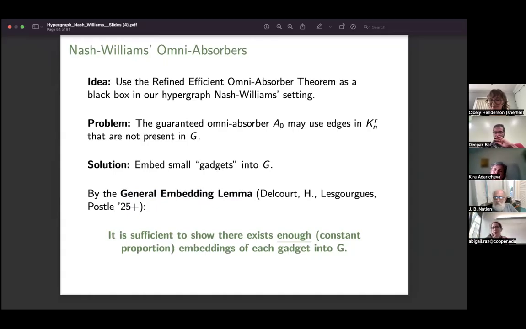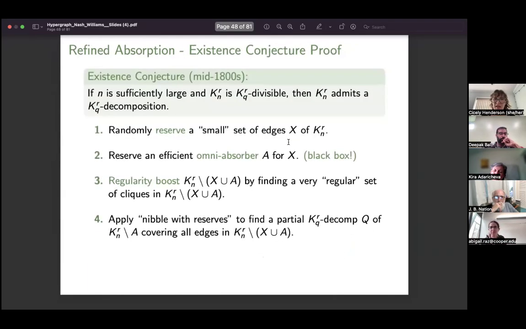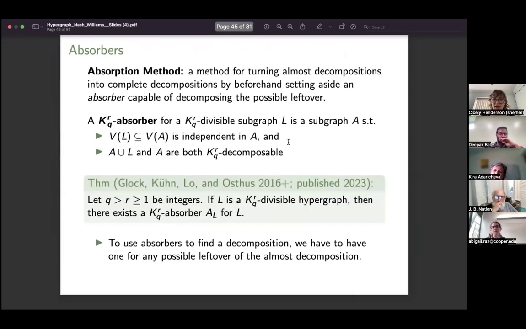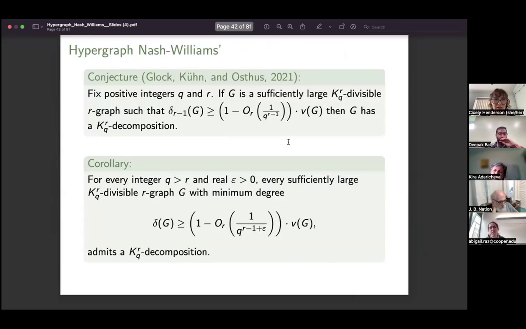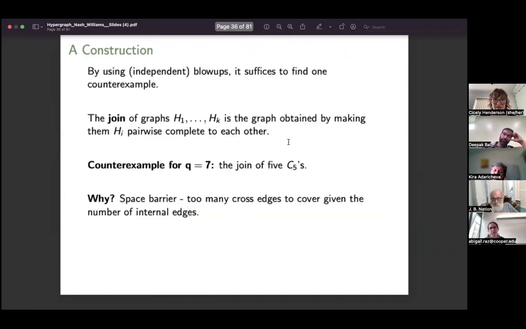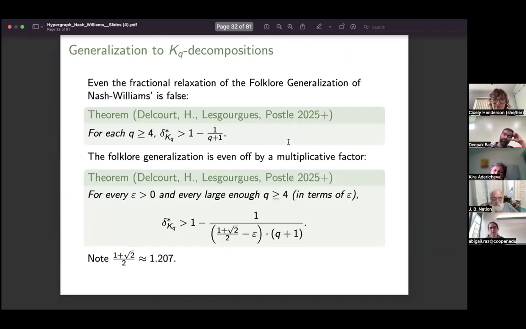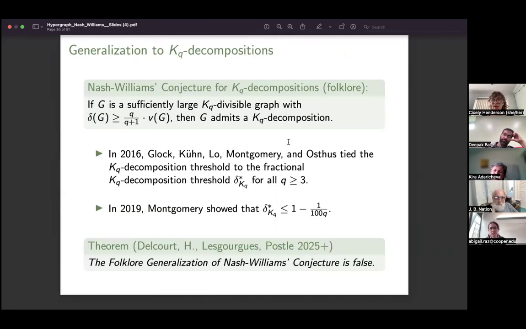I just have a quick question about the disproof of the folklore generalization. Did that blow out of the water any chance of another generalization, or do you think there is another meaningful generalization to greater than 3? Yeah, that's a great question. Let me find it. Yeah, it's a great question.